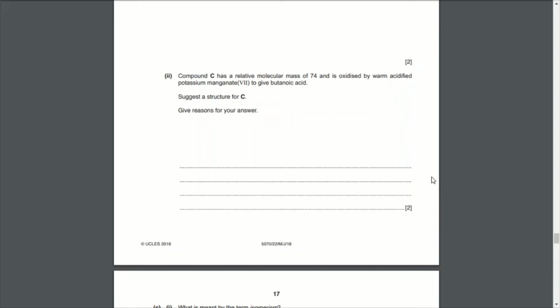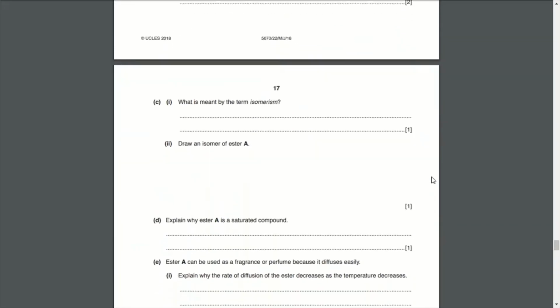So its overall formula is going to be C4H9OH. This is how the structure is going to be. Then it must be an alcohol, of course, so that it can be oxidized. So this is how butanoic acid will be formed through butanol. Alright, now let's move on to part 1.